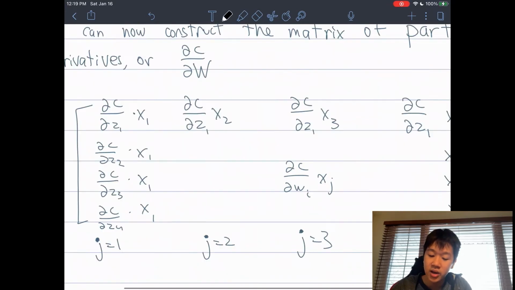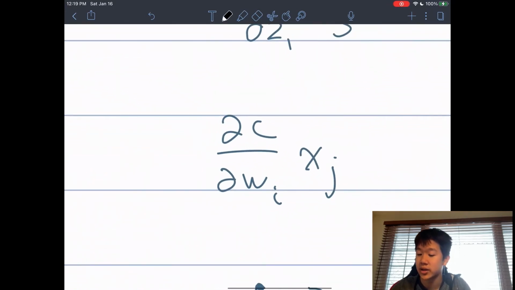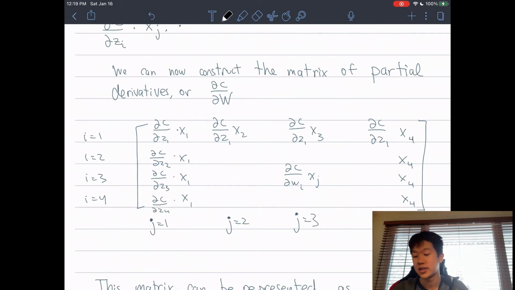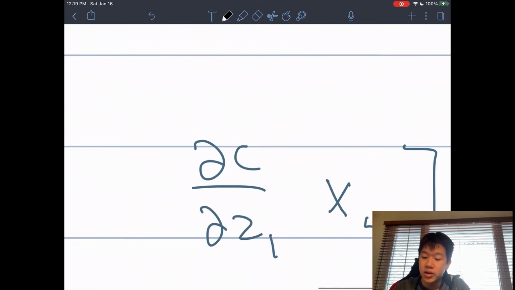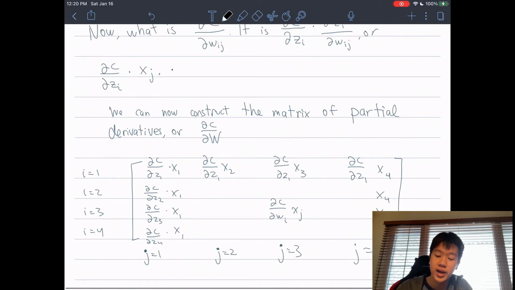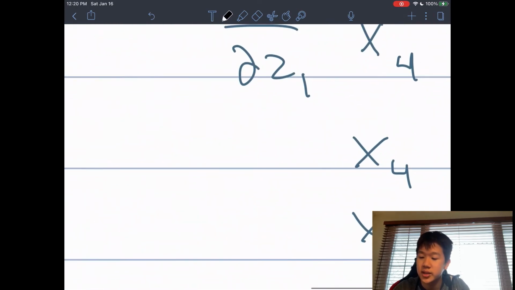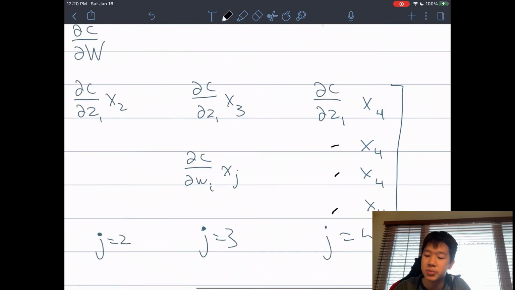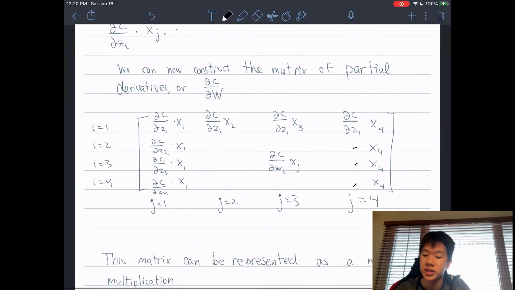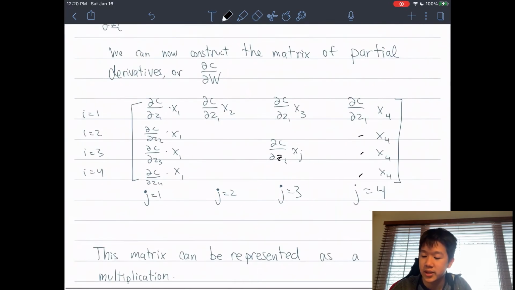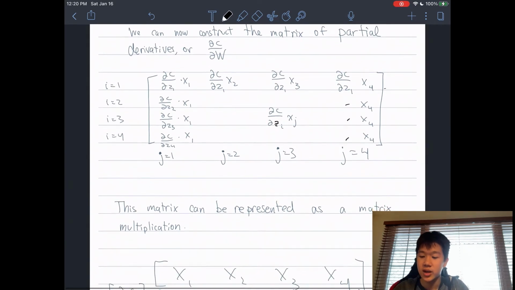And as you can see here, let's say that we had a certain i and j, then it's just going to be del c over del zi times xj. Here, as you can see, it's going to be del c over del z1 times x4, because i is equal to 1 and j is equal to 4. And these here, I didn't write it, but you can see that it's going to be del c over del z2, del c over del z3, and all that. So this is going to be del c over del zi, whoopsie daisy, and we can now continue.